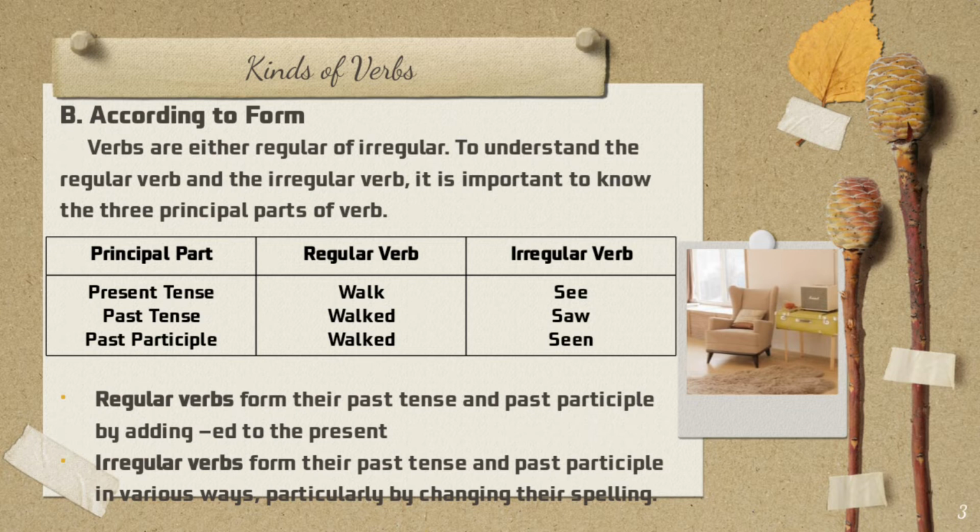For the regular verbs, they form their past tense and past participle by adding ed to the present. So we have here, for example, our present tense is walk. The past tense of this regular verb is walked. And the past participle is also walked. As we can see, we add ed. For the irregular verb, they form their past tense and past participle in various ways, particularly by changing their spelling. So, example, we have here our present tense is see, past tense saw, and our past participle is seen.